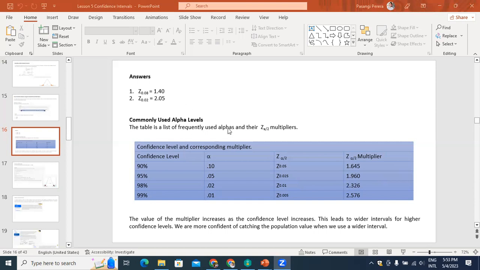So, commonly used alpha levels: normally we are using 90%, 95%, 98% and also 99%. These are the few values which we generally use, and most of the time we check these values. You can even use them from memory. 95% is 1.96. You will understand this as you calculate. You don't have to calculate these manually; from the tool itself you can get the values.